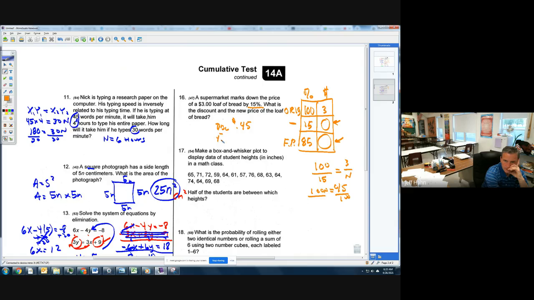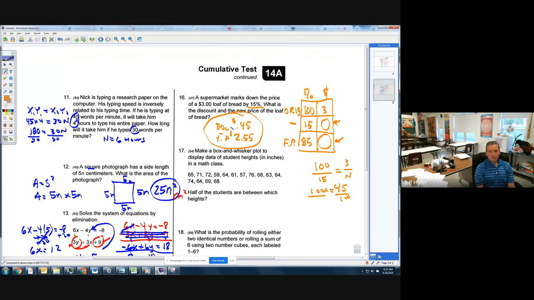So my final price, if I take 45 cents away from $3, I will have to pay $2.55. Common consumer mathematics, people. Discount 45 cents, final price $2.55.